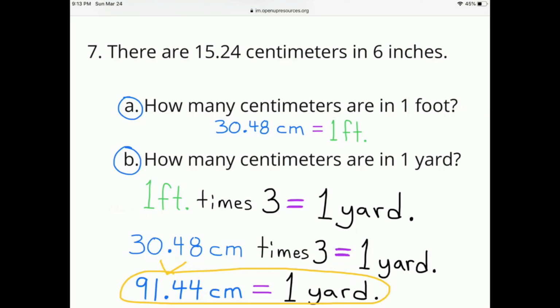B. How many centimeters are in 1 yard? Well, since there's 3 feet in 1 yard, we multiply 1 foot times 3. That gives us 1 yard. Next, we would multiply 30 and 48 hundredths centimeters times 3 to get 1 yard. And 30 and 48 hundredths centimeters times 3 is 91 and 44 hundredths centimeters. So there's 91 and 44 hundredths centimeters in 1 yard.